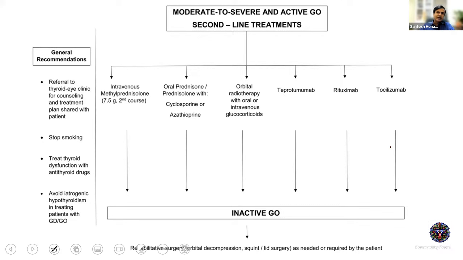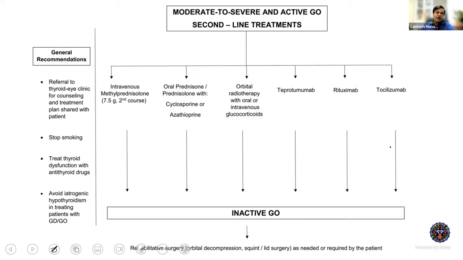Now, what is the second line management? Second line management, according to EUGOGO, are these: intravenous methylprednisolone, second course, oral prednisolone with cyclosporine or azathioprine, orbital radiation with oral or intravenous steroids, teprotumumab, rituximab, and tocilizumab. These are second line management. So, second line management is almost on predictable lines, except for the fact that we don't practice radiotherapy so much.